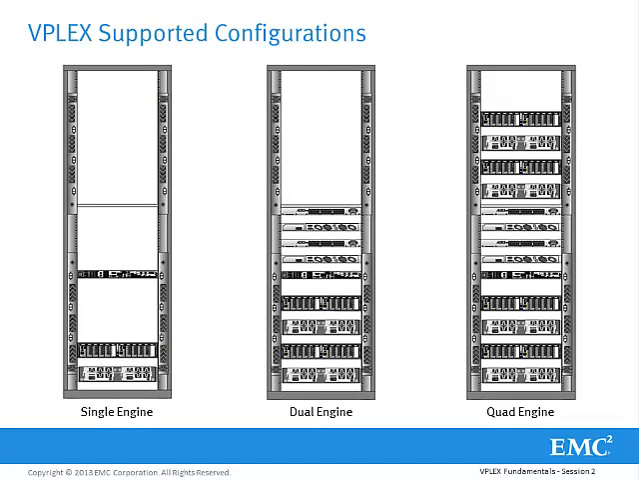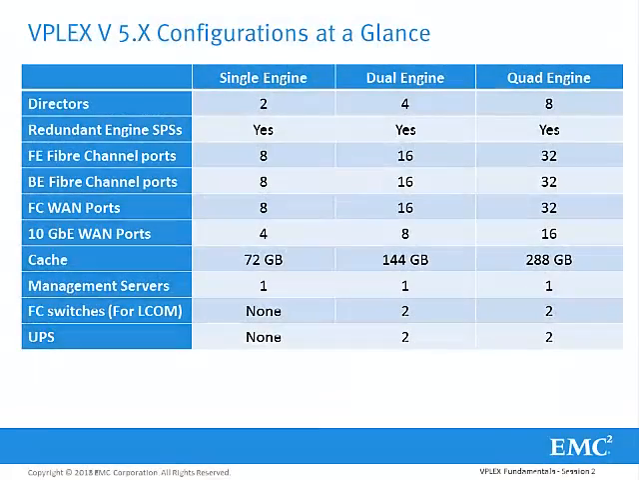All supported VPLEX configurations ship in a standard single rack. Engines are numbered 1 through 4 from the bottom to top. Any spare space in the shipped rack is to be preserved for potential engine upgrades in the future. This table provides a quick comparison of the 3 different VPLEX single cluster configurations available.